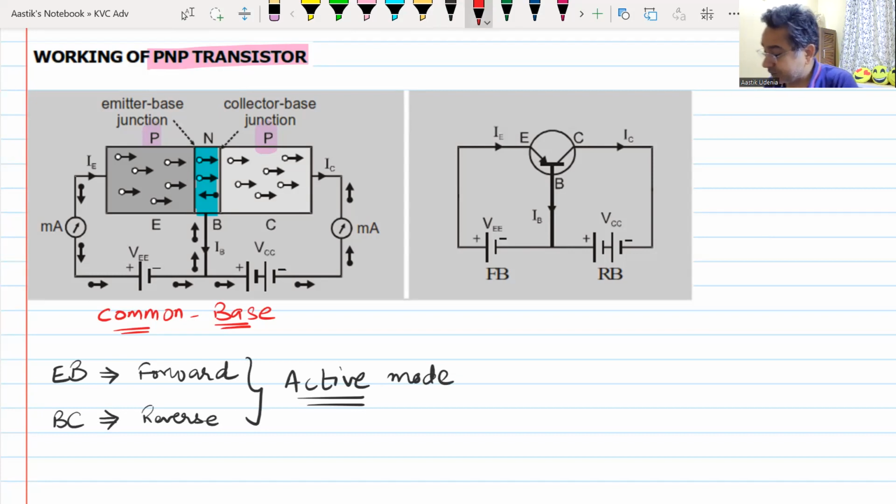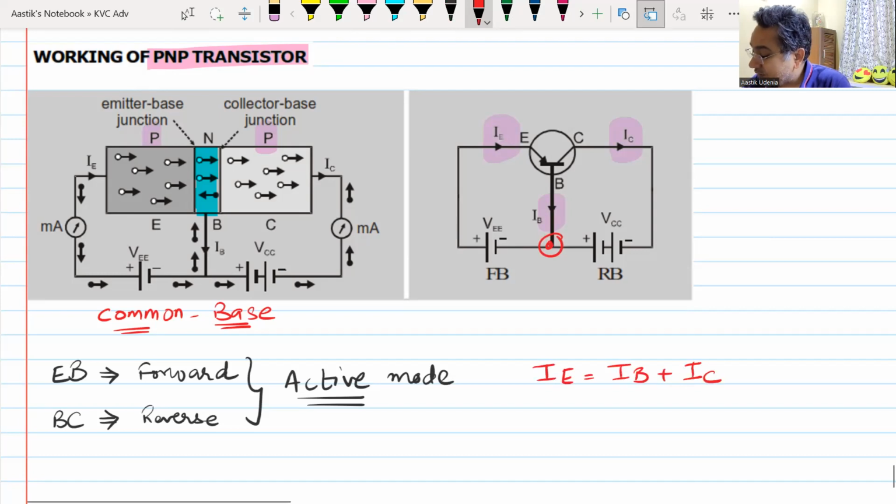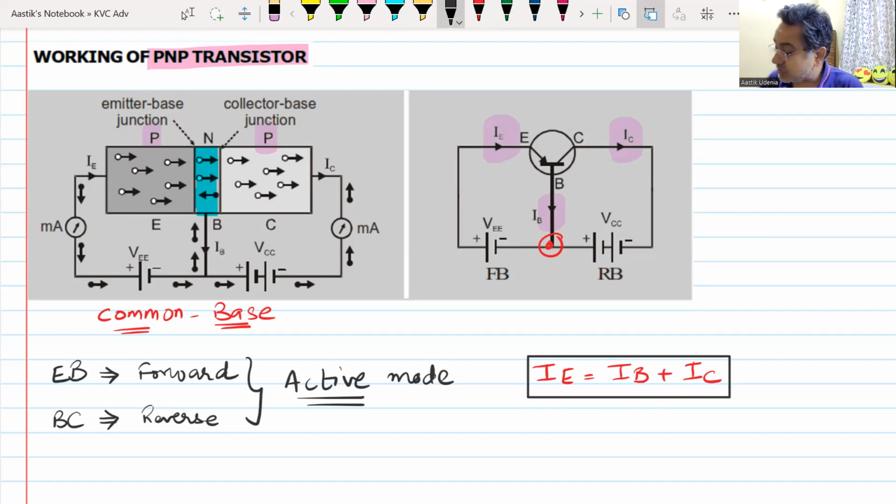Now, here also, if you look at the emitter current, collector current, and base current, and if you apply Kirchhoff's junction law at this point, you will still find that the emitter current IE will be equal to IB plus IC. So, no matter which type of transistor you are talking about, the emitter current is always equal to base plus collector current. Do we see this in common base configuration? Yes. I'll give you a minute to draw it. If you can draw it on your own, it's very good.